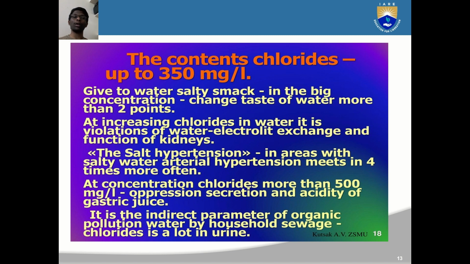With increasing chlorides in water, there are violations of water electrolyte exchange and kidney function. Salt causes hypertension: in areas with salty water, arterial hypertension occurs 4 times more often. At a chloride concentration of more than 500 mg per liter, there is oppression of the secretion and acidity of gastric juice.